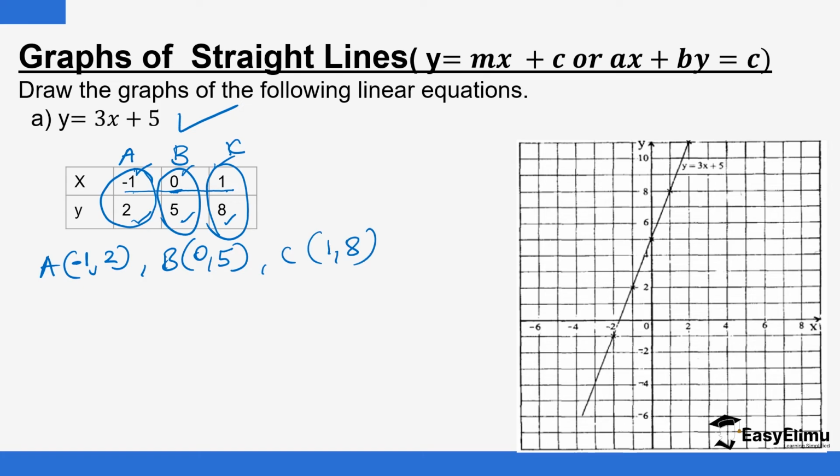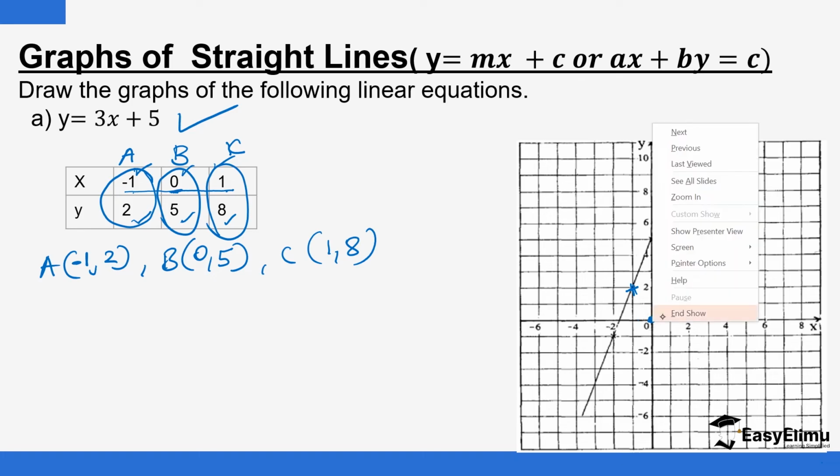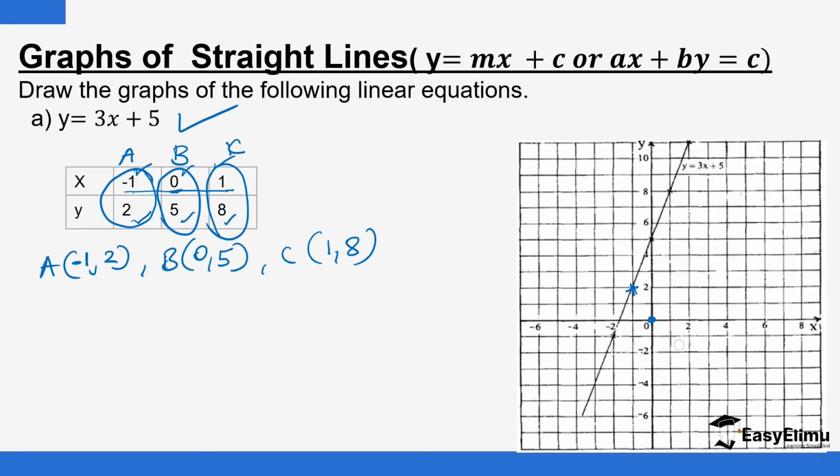Then you plot them. I have the first point -1, 2. You start with movement along the x-axis, -1, then 2, positive. That's how we get the point here. Then we have 0, 5. So at the origin, no movement. When the coordinate is 0, it means you don't move along that axis. Then on the y-axis, you move 5 steps up. That's how we get the point here.